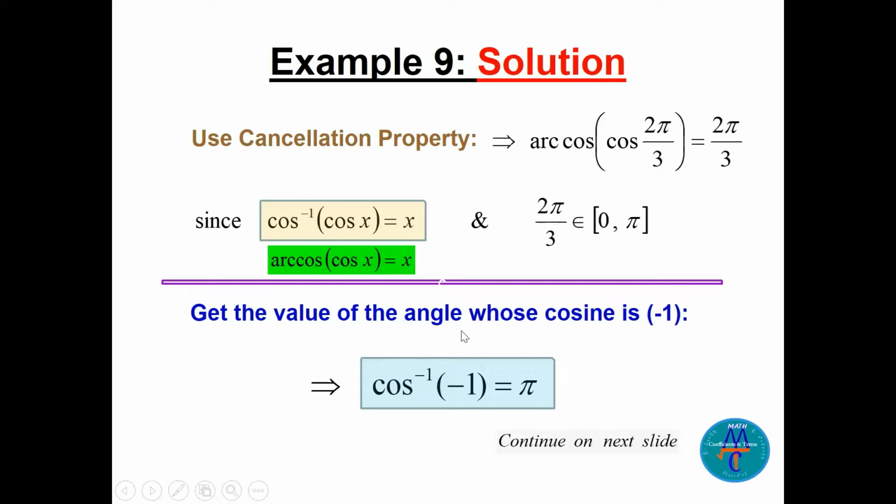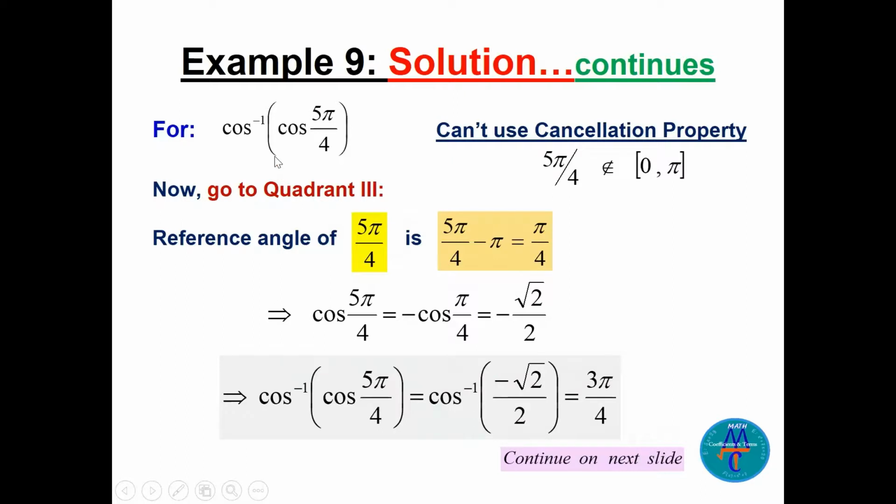Now let's get the value of the angle here whose cosine is minus 1. The angle is pi. Now let's see the second term in the numerator here. Cosine inverse of cosine 5 pi over 4. We cannot use the cancellation property because 5 pi over 4 does not belong to 0 to pi. So we have to go to quadrant 3 here, 5 pi over 4, and find the reference angle, which is 5 pi over 4 minus pi, which is pi over 4.